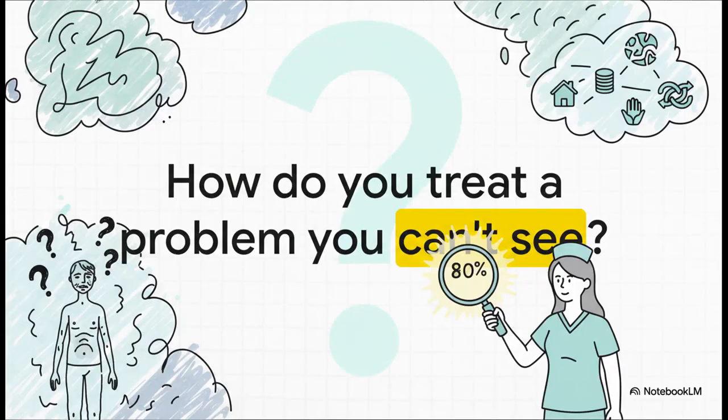And that's the real challenge, isn't it? If the root of a patient's problem isn't something you can see on a lab report or a scan, if it's social or economic or environmental, how in the world do you even begin to treat it? How do we, as nurses, make that invisible 80% visible?